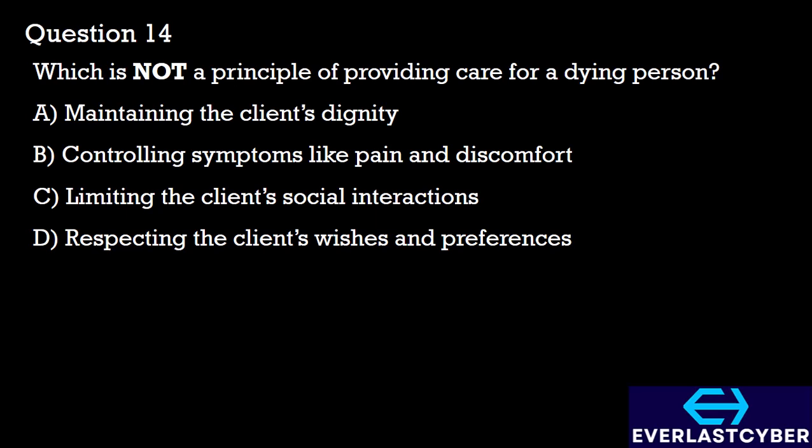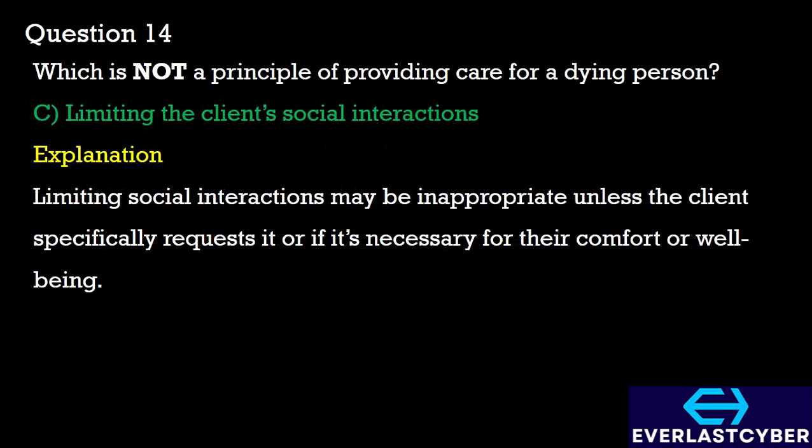A principle of providing care for a dying person involves supporting their emotional, social, and psychological needs, and this can include encouraging meaningful social interactions. Limiting social interactions may be inappropriate unless the client specifically requests this or if it is necessary for their comfort or well-being. So out of the options we have, the option that is not a principle of providing care for a dying person is option C, limiting the client's social interaction.